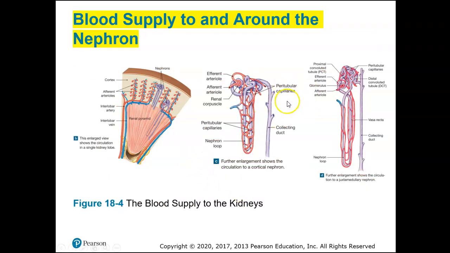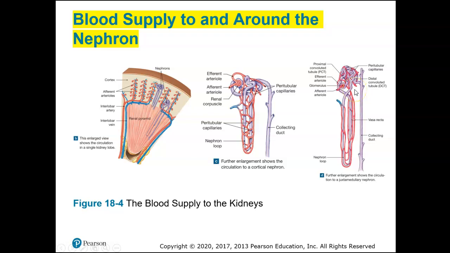So here you can see the blood supply to and around the nephron. Here's the afferent arteriole, the glomerular capillaries, and the efferent arteriole, peritubular capillaries, and then here's the vasa. Well, this is a cortical nephron. So if you look at this nephron in picture D, here's the vasa recta.